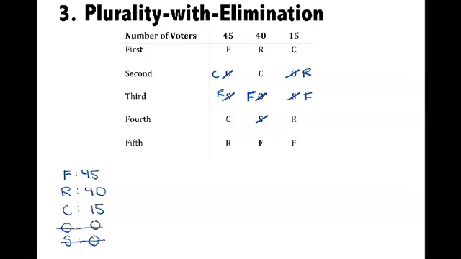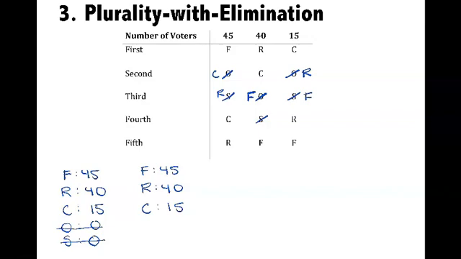Now let's retally our first place votes. Notice that nothing changed in that first row. So we still have Fresno with 45 first place votes, Reno with 40 first place votes, and Carson City with 15 first place votes. Still, the candidate with the most first place votes does not have a majority. So we repeat the process.